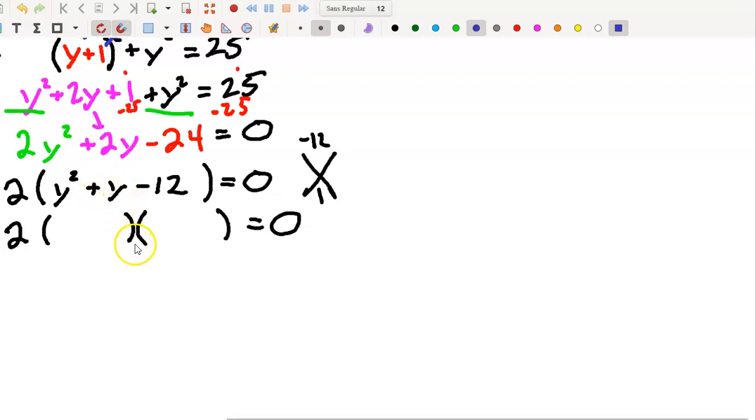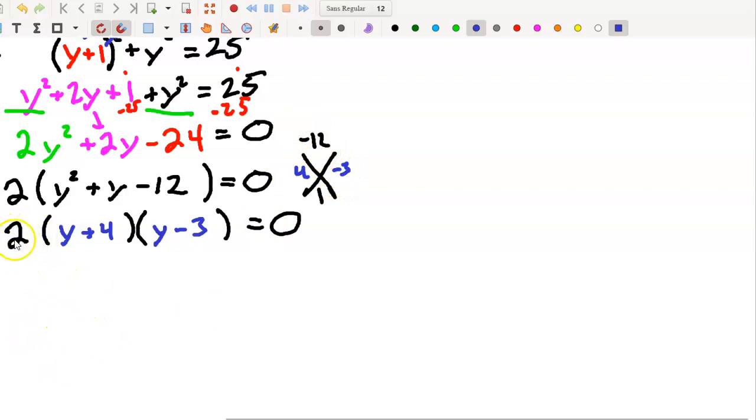Any takers? 4, negative 3. 4 minus 3 equals 1. 4 times negative 3 is negative 12.